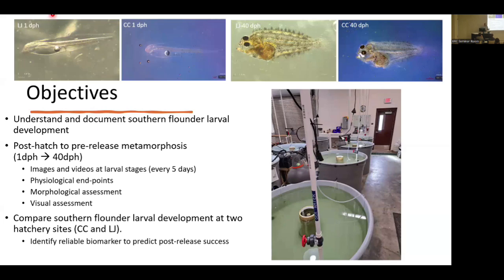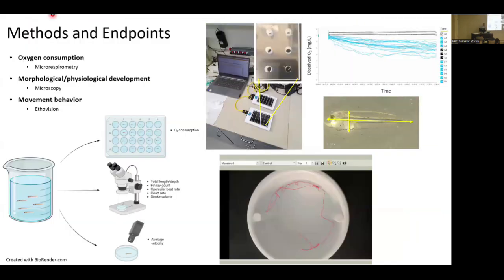But more than just documenting these physiological parameters, I wanted to compare these 2 hatchery sites, finding again that one biomarker that's measured early in development that's going to be relatively predictive of growth and success, both up to release and post-release. And again, that took place over about 3 stages each day.